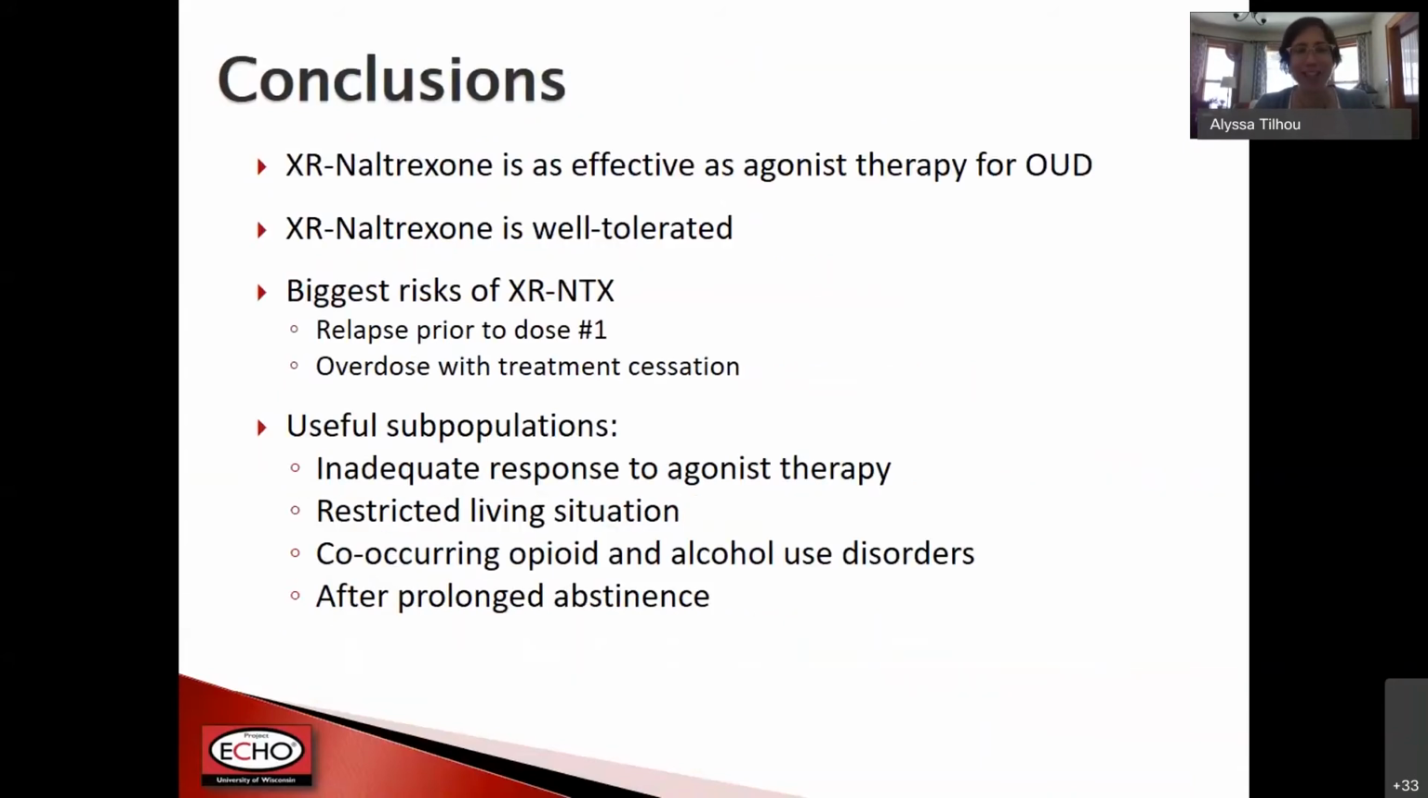So in conclusion, XR naltrexone is as effective as agonist therapy for opioid use disorder in preventing relapse. It is also well tolerated. The biggest risks of XR naltrexone are relapse prior to getting on that first dose, and the risk of overdose with treatment cessation when someone's tolerance has decreased. The particular populations in which this might be useful are those with an inadequate response to agonist therapy, those in restricted living situations, those with co-occurring opioid and alcohol use disorders, and after periods of prolonged abstinence.